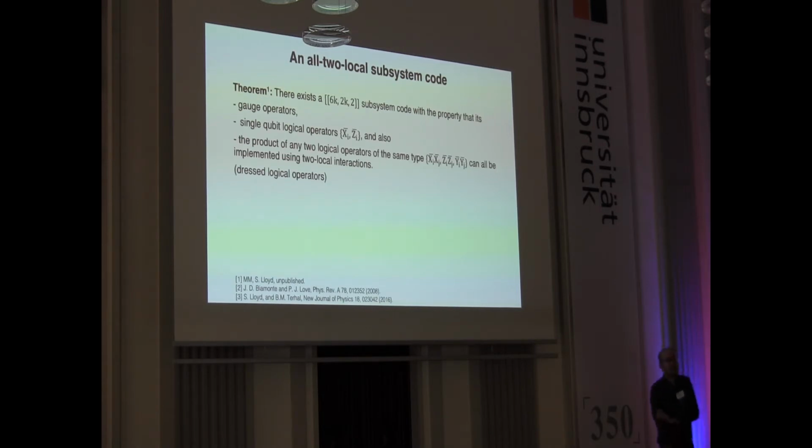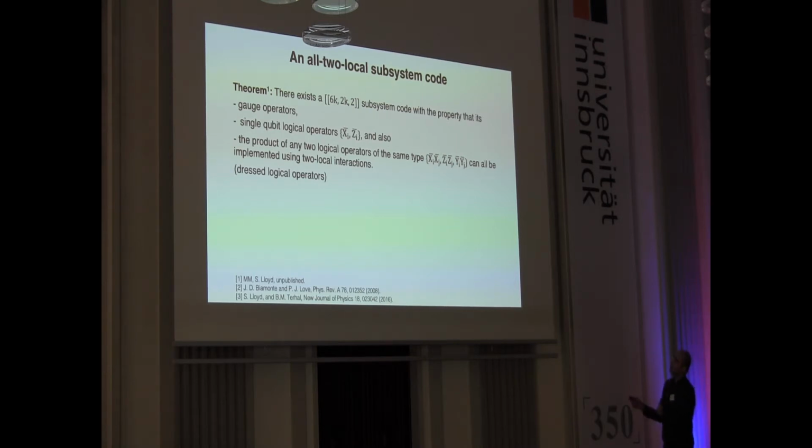But we can go beyond that using gauge operators. With bare logical operators I can't do that, but the good news is that with dressed logical operators, we can. So we can come up with a code that encodes 2k qubits into 6k qubits and, with 2-body interactions, I can implement gauge operators, single-qubit logical operators, and products of any two logical operators of the same type, XX, ZZ, or YY, up to a gauge freedom.